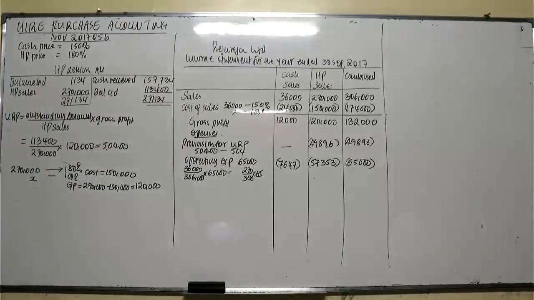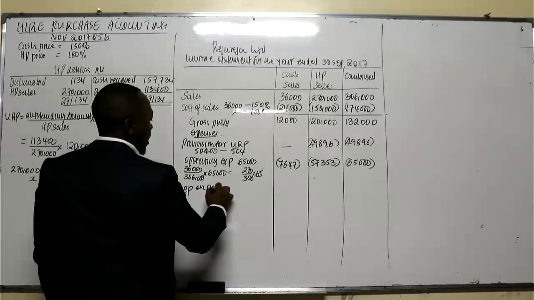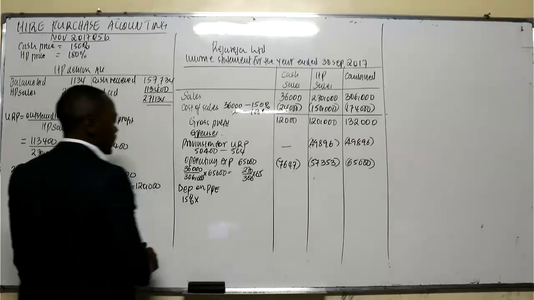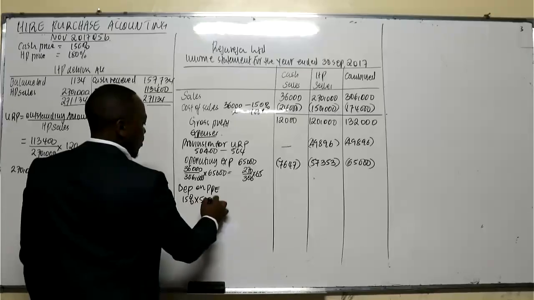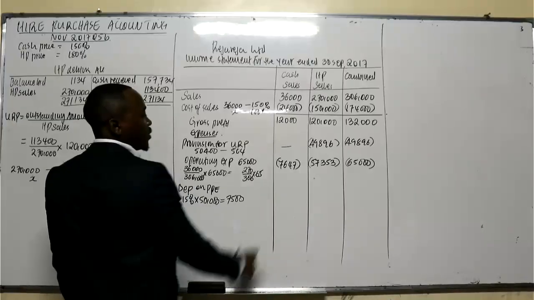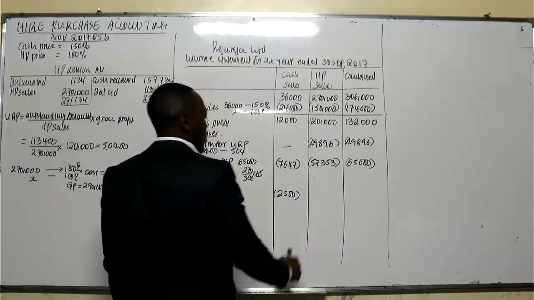Note number 5. Depreciation is charged on property, plant, and equipment at the rate of 15% per annum on cost. 1/3 of the depreciation relates to the cash sales. So depreciation on PP at the rate of 15%. How much is the value of PP? 50,000. So that's 5,000 plus 25, you get 75. Then 1/3 relates to the cash sales. 1/3 of 75 is 25. That means 2/3 go to the hire purchase.